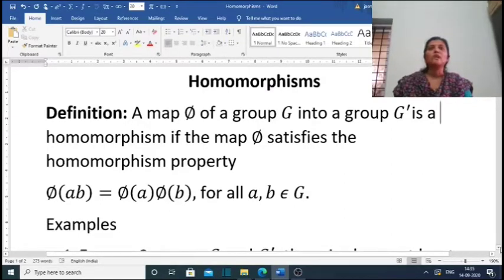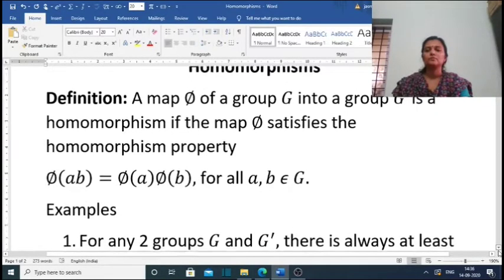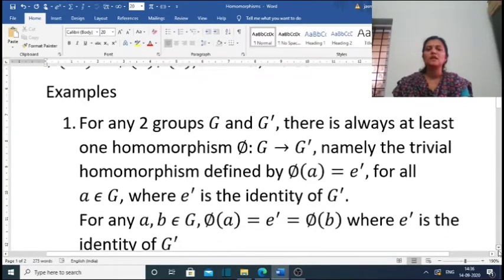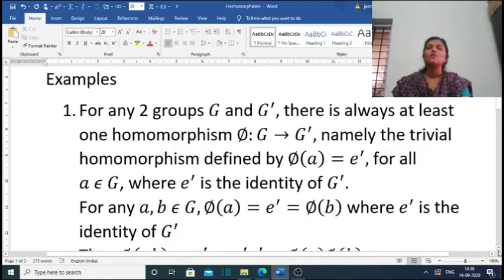A map phi from G to G dash which satisfies the property phi of AB is equal to phi of A into phi of B is the homomorphism. Now we have 5 examples. First example is trivial homomorphism. For any two groups G and G dash there is at least one homomorphism, phi from G to G dash, namely the trivial homomorphism defined by phi of A equal to E dash.